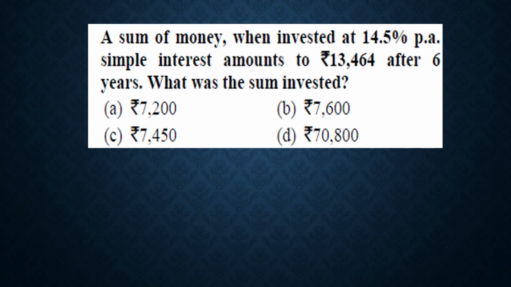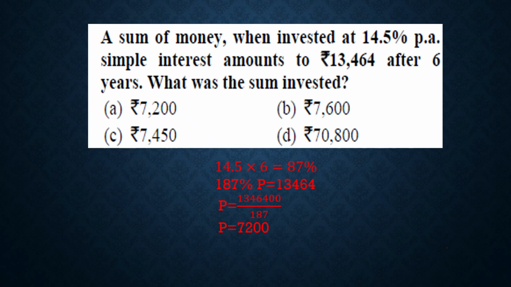Now we go to the second question. A sum of money when invested at 14.5% per annum simple interest amounts to 13,464 after 6 years. Here the rate of interest is 14.5% and the time period is 6 years. We have to calculate the sum. The amount is given as 13,464. We have 14.5% for 6 years, which means 87 percent.